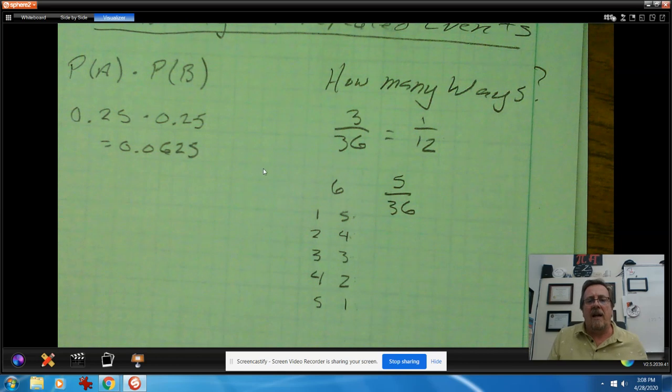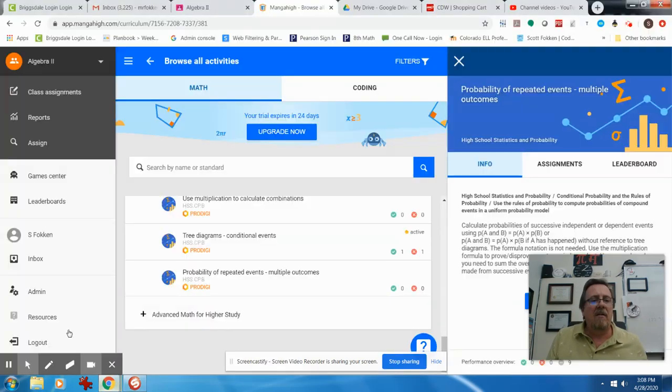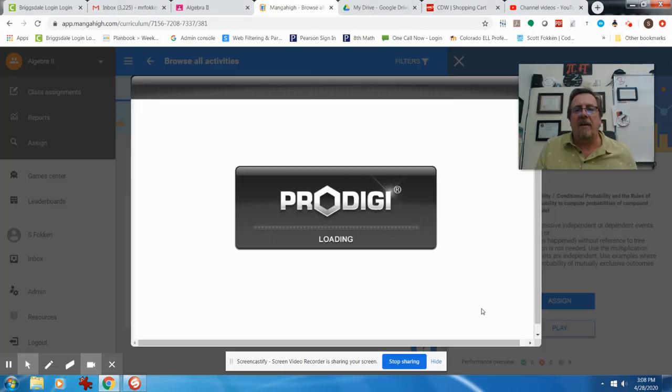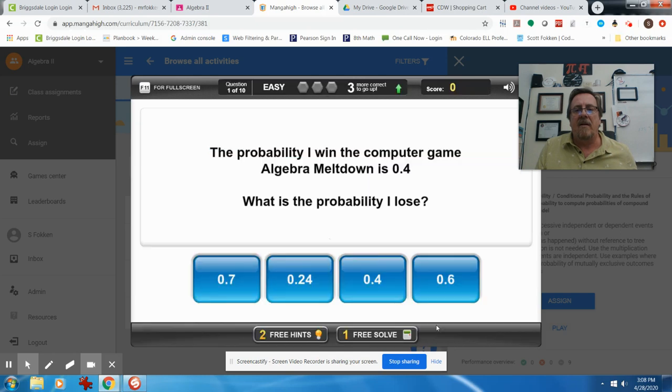Let's take a look at how Manga High presents this stuff and play along one round of this. Starting off on the easy stuff. The probability that I win the computer game Algebra Meltdown is 0.4. What's the probability that I lose?